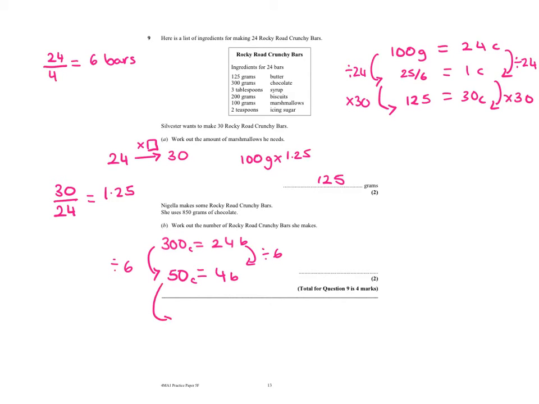So now I want to get to 850. So how many 50s go into 850? 17. So if I multiply by 17, and if I multiply 4 by 17, I can make a total of 68 crunchy bars.